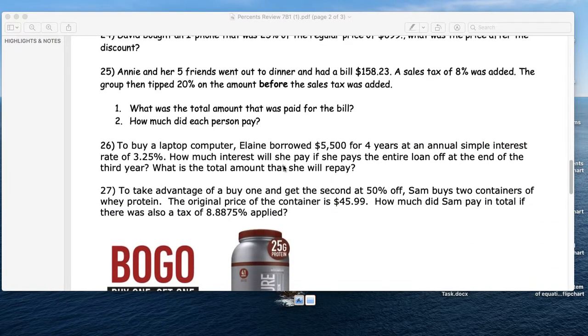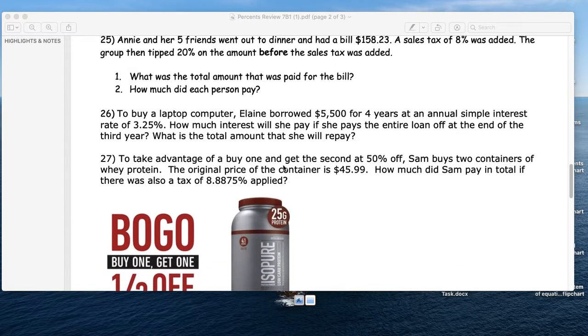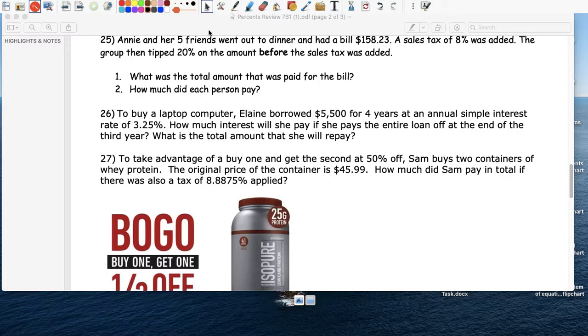Okay. All right. We're close. Number 26: buying a laptop computer. She bought a $5,500 laptop, my God, it must have been a big laptop, for 4 years. How much interest did she pay? At the end of the 3rd year, what? Okay, there's something wrong here. What is the total amount she will repay? All right, let's change that. Sorry, I'm going to change that to 3 years.